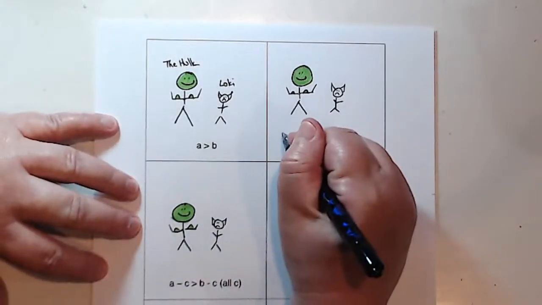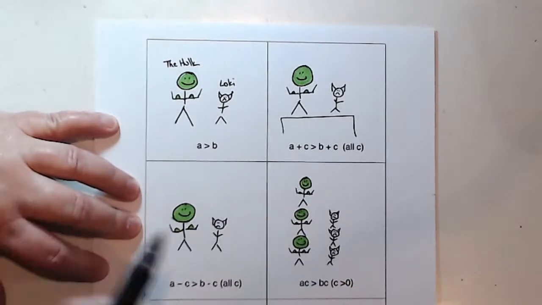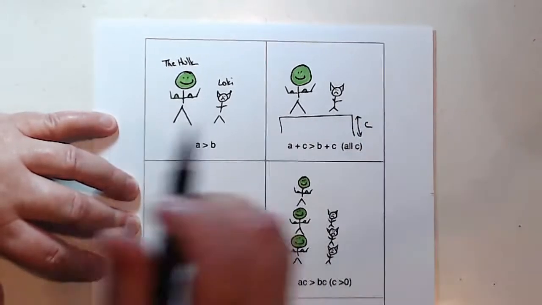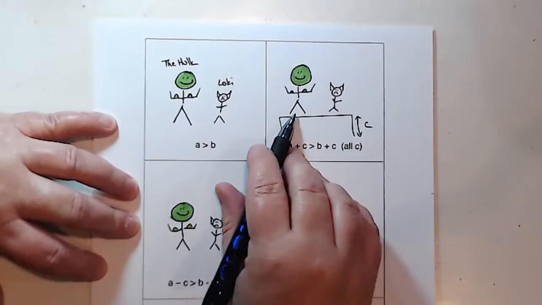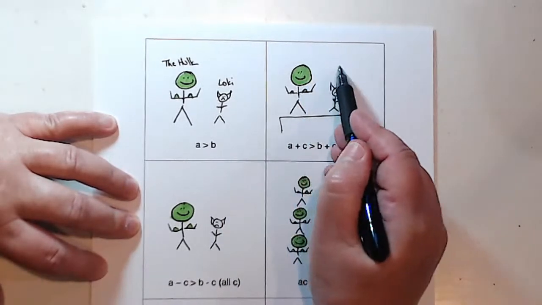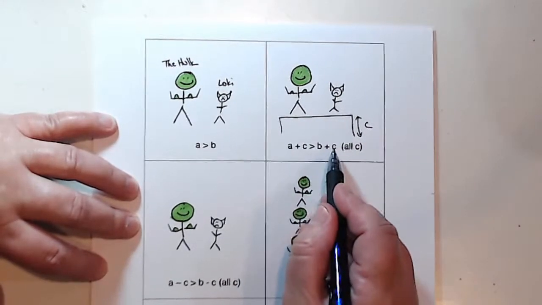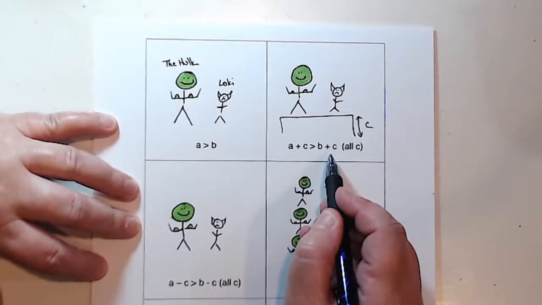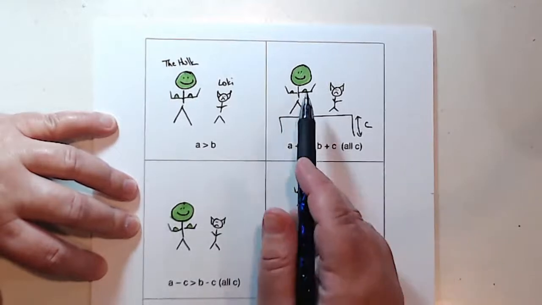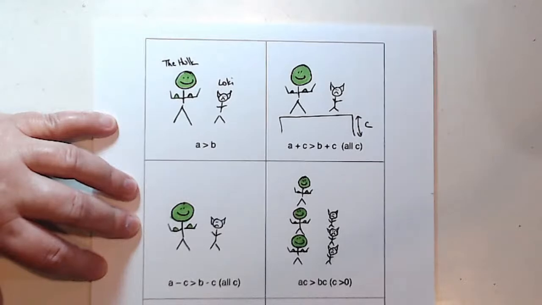So if I were to build a box, and I made the box C tall, in other words, I put the Hulk up on the box and I put Loki up on the box, the Hulk is still bigger than Loki. So A plus C is still larger than B plus C. It does not matter how big the box is. If they're both up on it, the Hulk is still bigger, and that's why he's smiling. And Loki is sad because he pretty much is all the time.